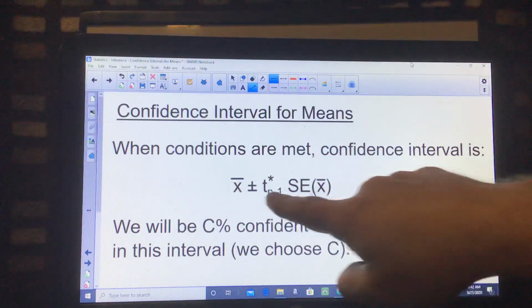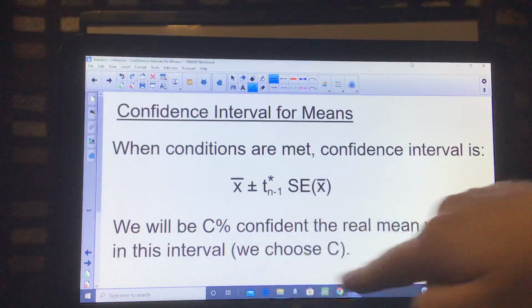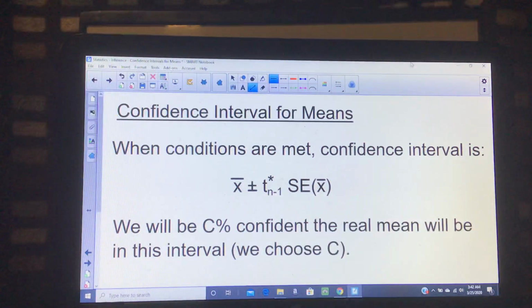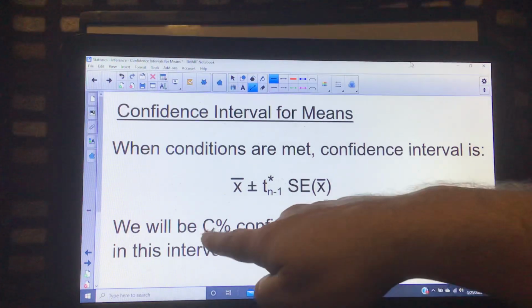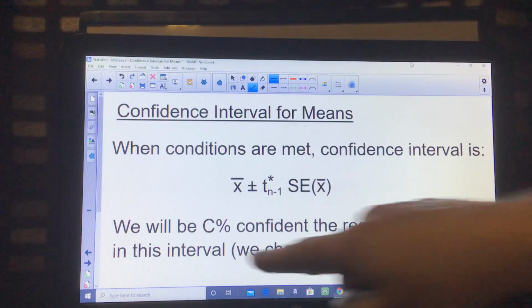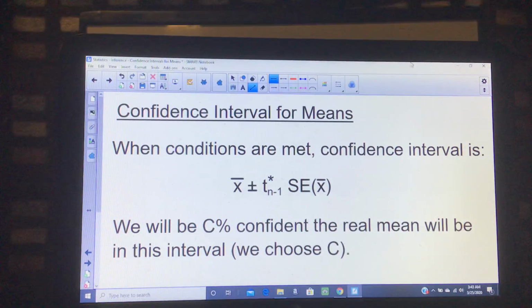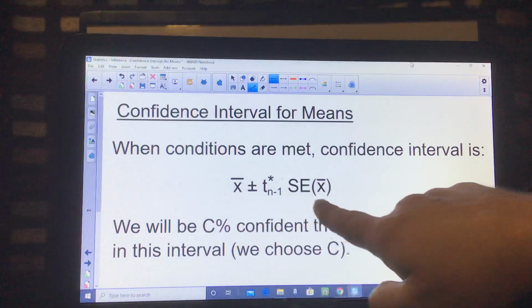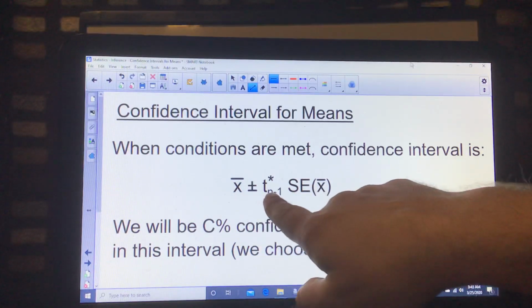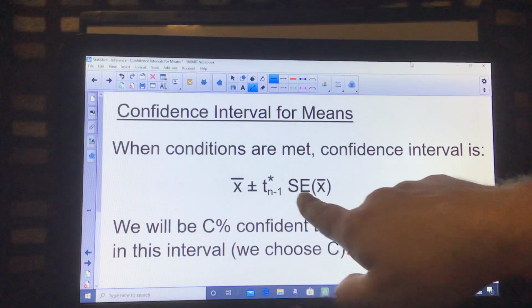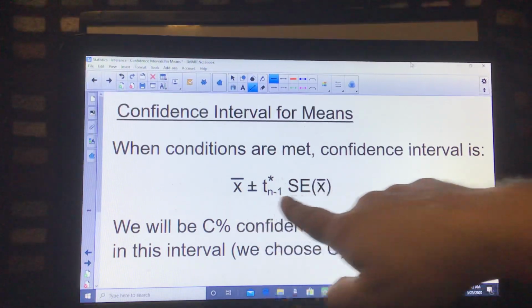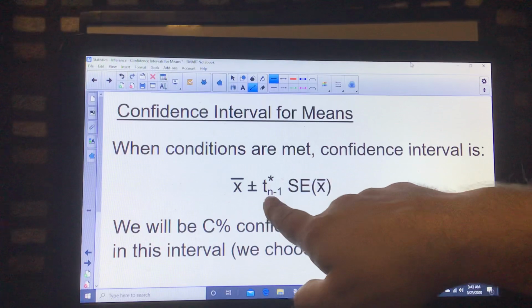This will be based on the confidence level. Basically, we'll be C% confident the real mean is in this interval. Remember, C we choose. Typically, we would do 90, 95, or 99, but you can choose any number you want. Typically, no one does it under 90 because there's no point. Most confidence intervals are 90 or greater. So we've had this structure before: a point estimate plus or minus a t or z score times the standard error. It's the same formula, just with a mean plugged in and with the t-score instead of the z-score.